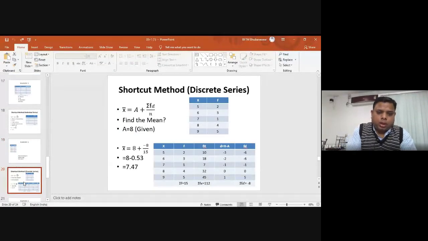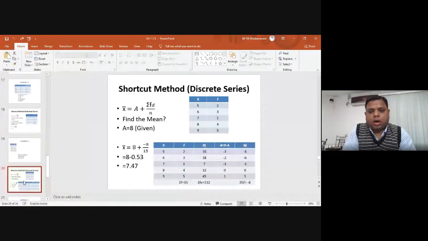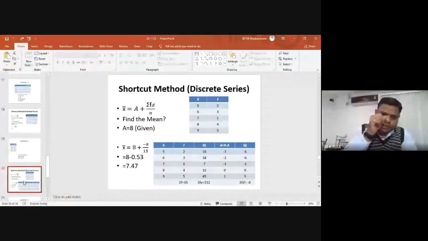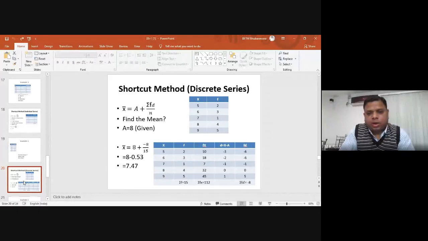Here, in case of the shortcut method for discrete or ungrouped series, the formula for discrete series is x bar equals a plus summation of fd divided by n. Find the mean. Here the a is given. The most important thing in this method is that the frequency is already given along with the data in the form of an ungrouped series.